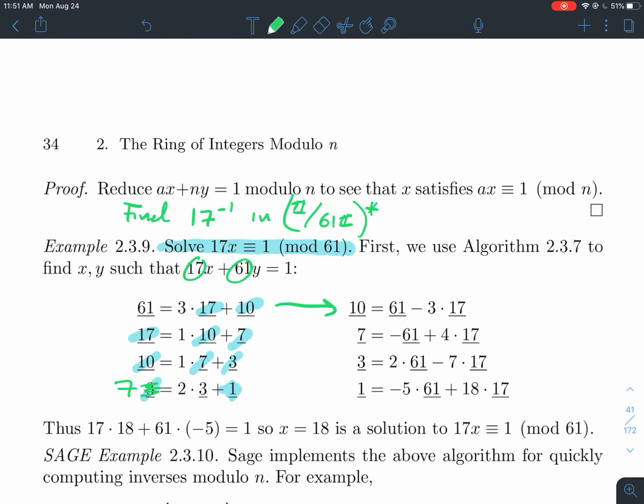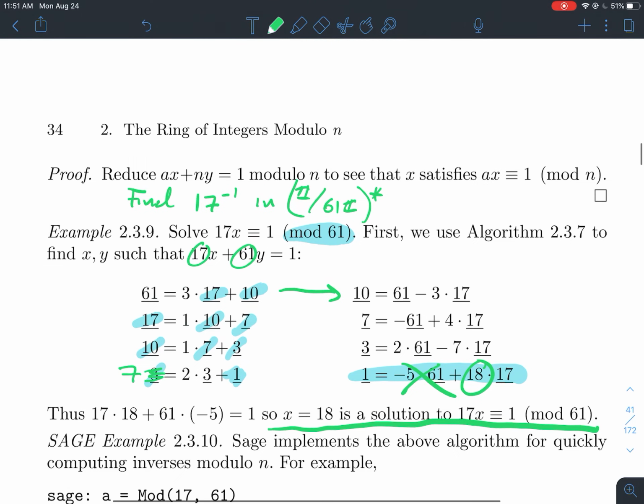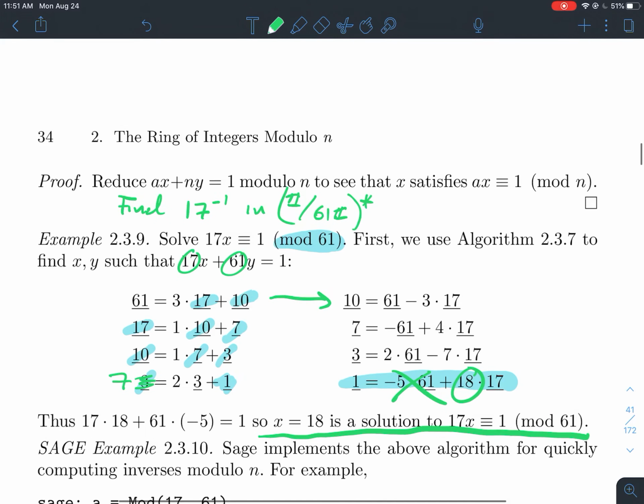So now remember, what are we doing? We're going to reduce things modulo 61. If you look at this and reduce mod 61, anything times 61 is congruent to 0. Therefore, 18 is the inverse of 17 mod 61. So again, x equals 18 is a solution to 17x congruent to 1 mod 61. It's a solution, and if I add 61 to that, that'll be a solution too, but in particular, 18 is the unique solution between 1 and 61.